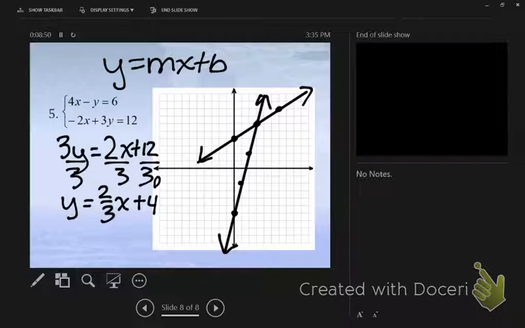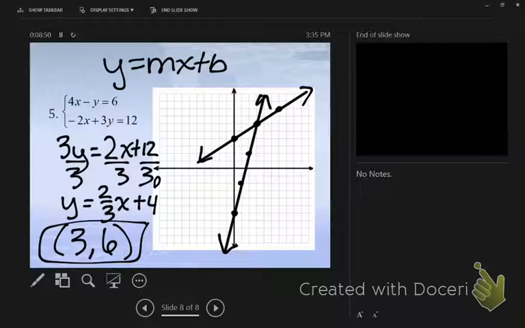Make sure you're drawing your lines long enough so that they do end up crossing each other. And we find the point of intersection is right here. So that is at the point (3, 6). And that is the answer on that one.